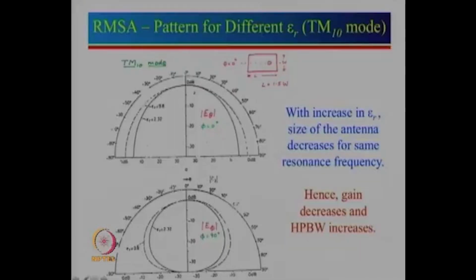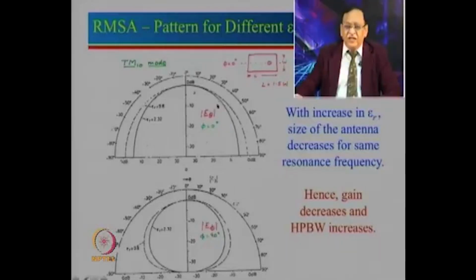Perpendicular to this will be phi equal to 90 degree. So, phi equal to 90 degree now is nothing but H plane pattern, but over here it shows E phi. Why? Again E theta is perpendicular to E phi. So, it is a notation E theta E phi, but in reality it is an E plane in phi equal to 0 degree, and this is H plane pattern in phi equal to 90 degree.